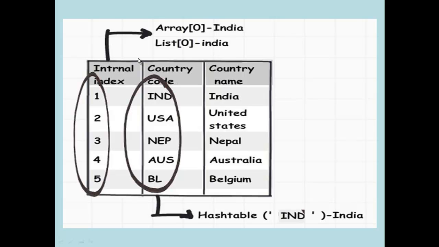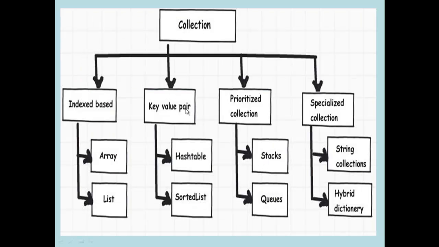So in other words, index based collections help you to access the value of the record by using the internal generated index numbers. But in real projects, you would rarely use the internal index numbers to get the record, right? You would probably use some kind of a key. So for example, if you want to get India, you would probably use IND or USA. So you would like to get the value of the record by using a key. And that's where we have the next kind of collections, that is the key value pair.